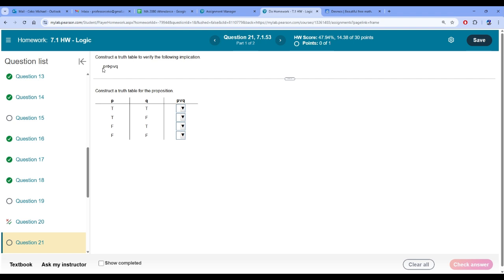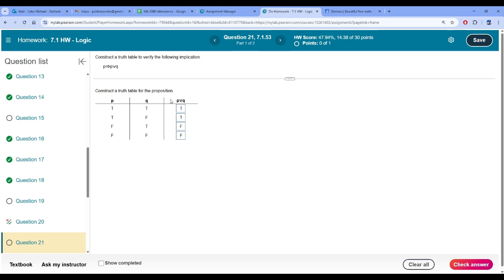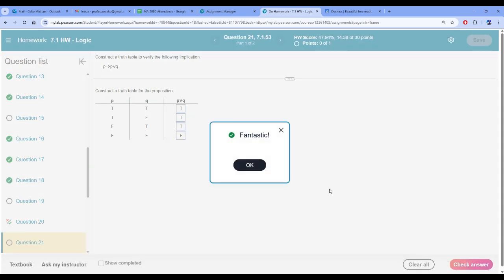All right, so P implies P and Q. So I think that's true. I think that's true. I think this is false. And I think this is false. No. P or Q. So P is equivalent to P or Q. So maybe this one should be a T? Yeah, so it's or. Okay.